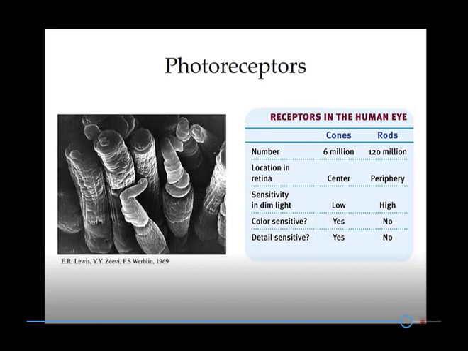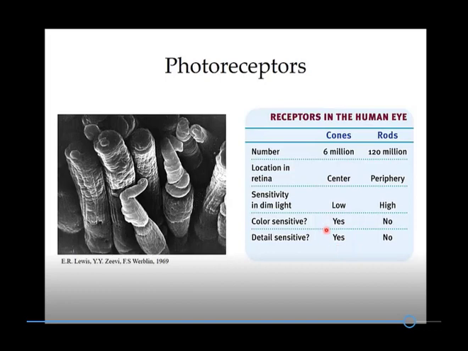But here's the second reason why the fovea is so clear. Not only is it because of the way the cells grow, but it's also because that's where you find the majority of the cones. The cones are located in the center of the retina. That's the fovea. They're not very sensitive in dim light, but cones are responsible for helping you to see color, and cones are responsible for helping you to see detail.